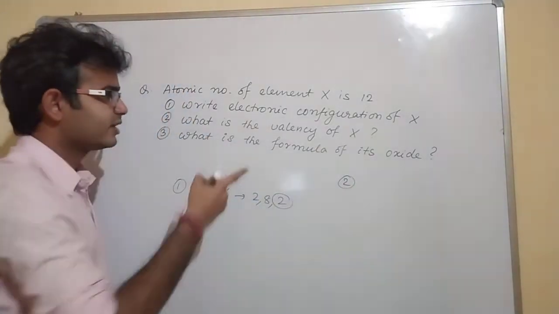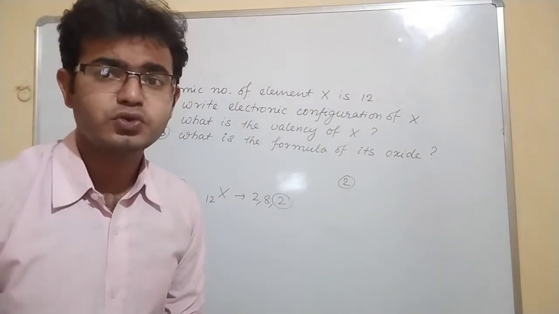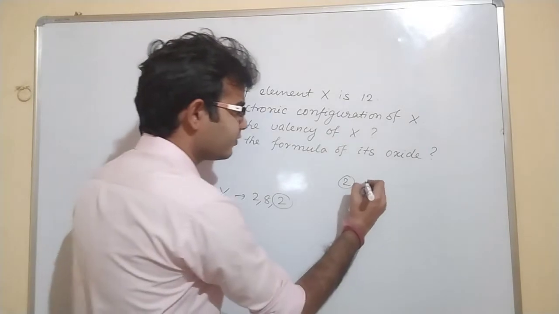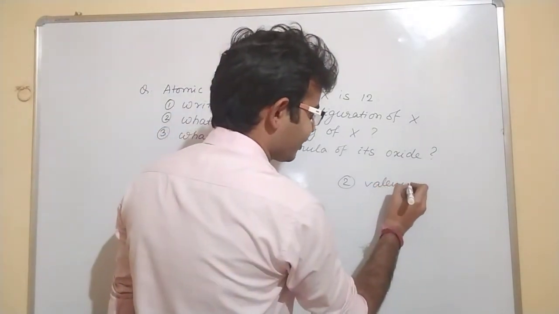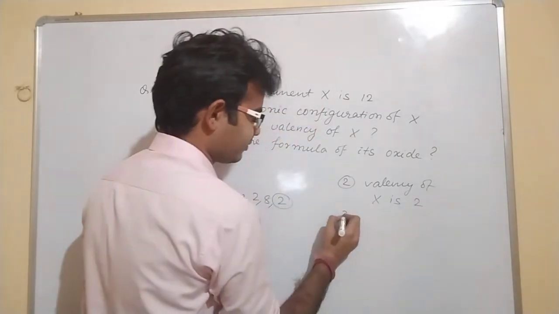Then you proceed for the second one. What is the valency of X? As it contains 2 valence electrons, it will lose 2 electrons. So the valency of X is 2.